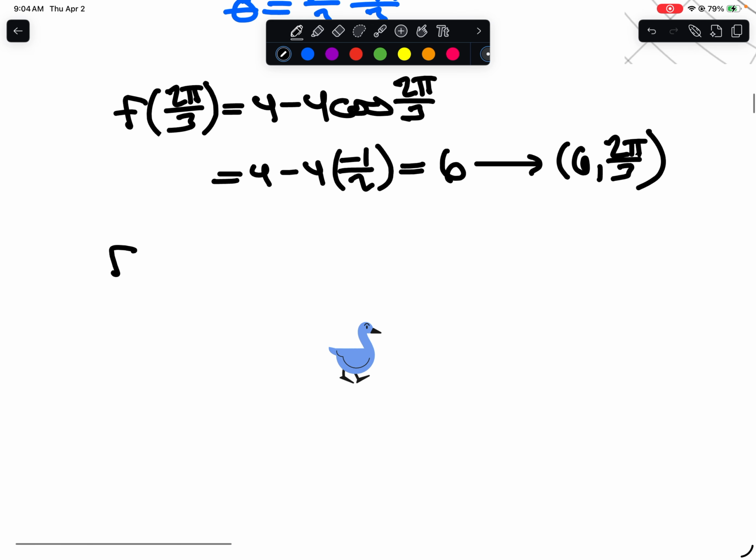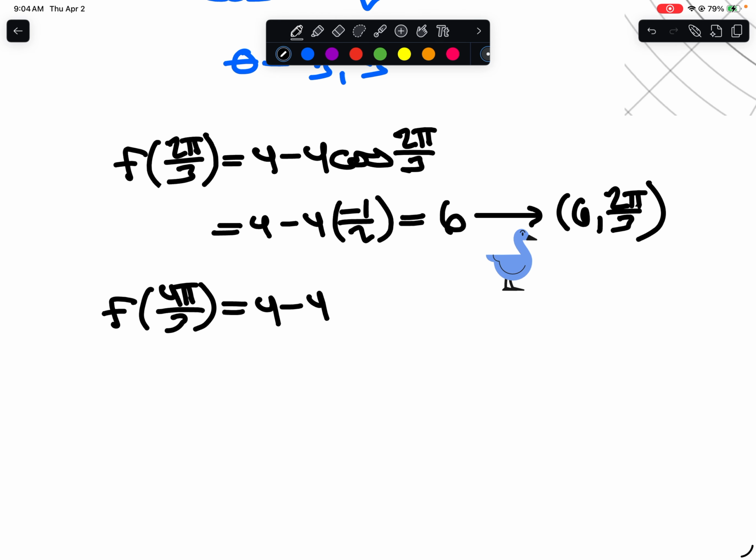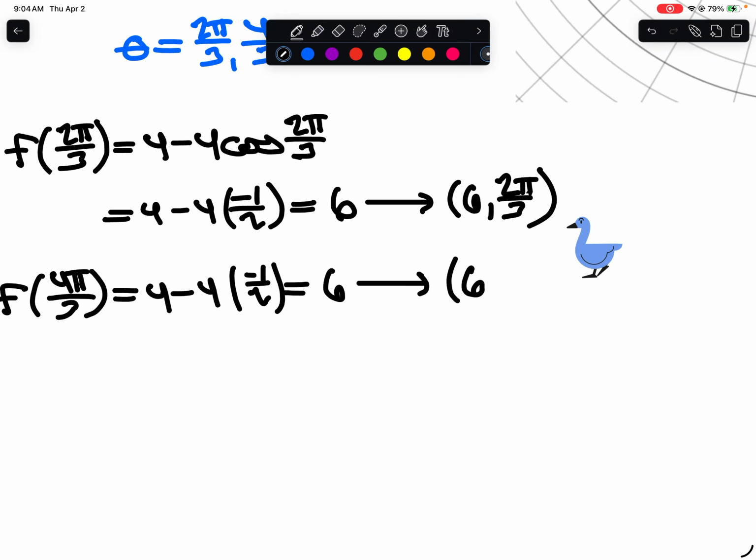Okay, and then I'm going to do the same thing. You shouldn't need to plug in the second one because that's going to give you the same idea, but I just want to show you algebraically. So this would be 4 minus 4 times -1/2, which of course is going to give you 6. So this is going to generate the point 6, 4 pi over 3.